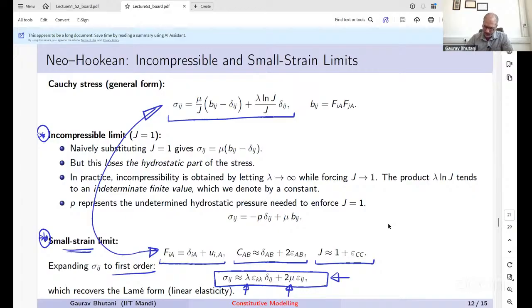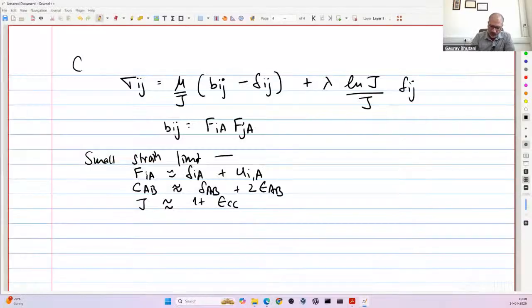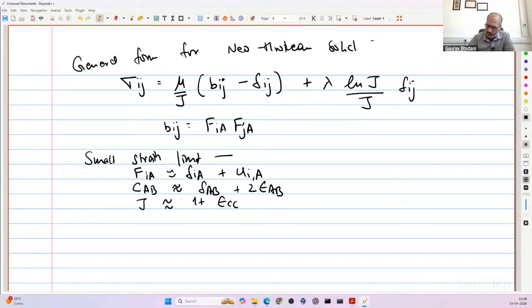Right. So let me, I think I didn't share my screen. So let me share that. Yeah. So this is the general form for Neo-Hookean solid, which is isotropic, finite case.